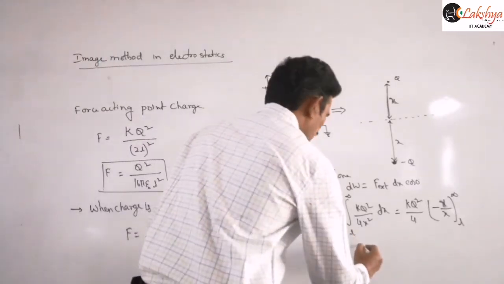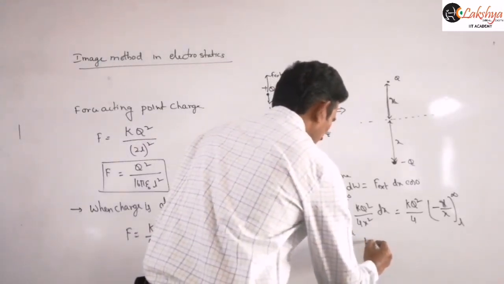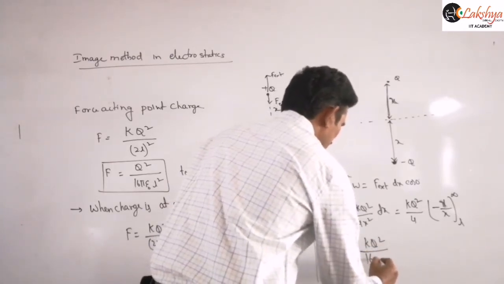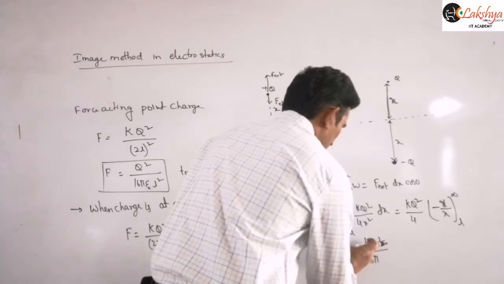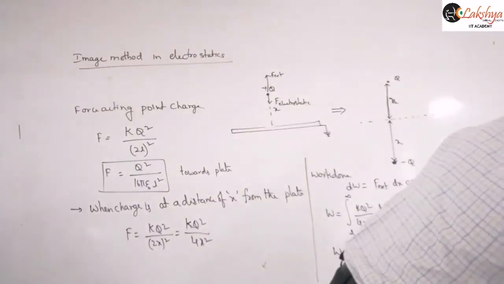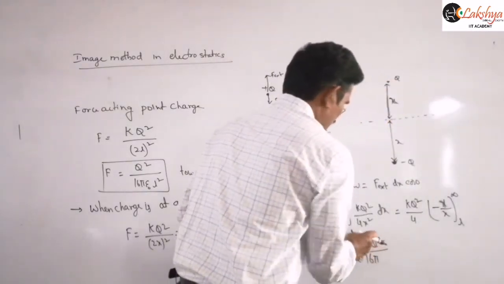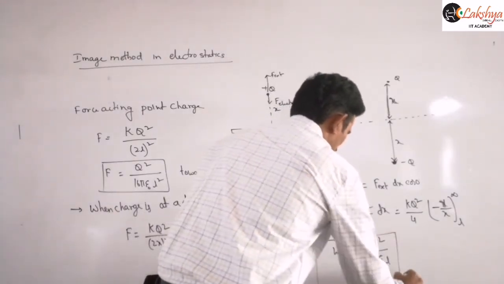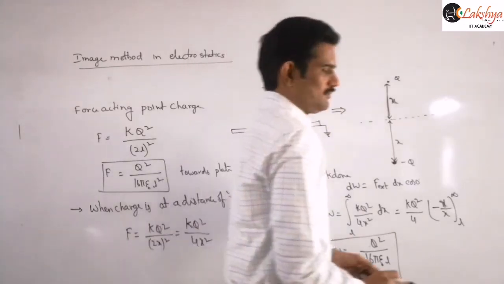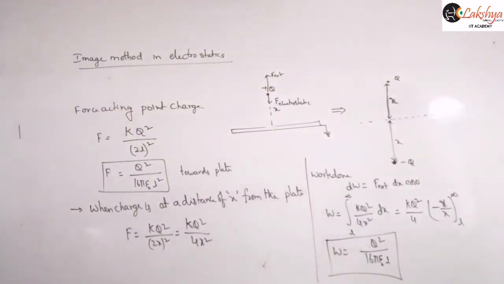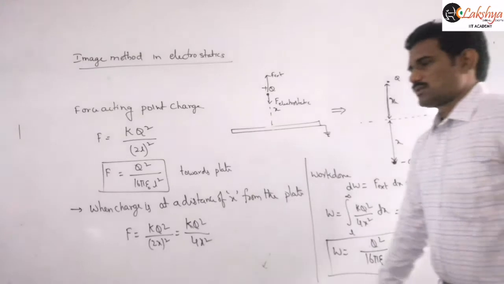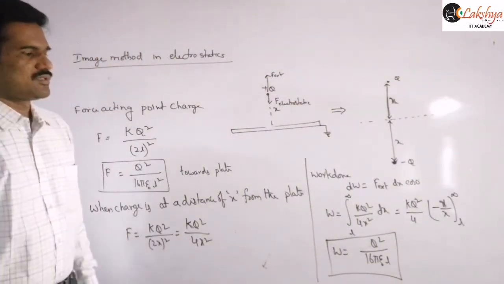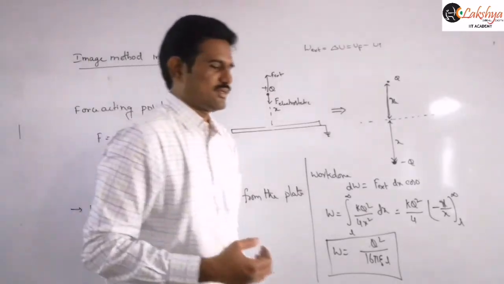And so its value will be kq square by 4L. Substituting the k value, it will be q square by 16 pi epsilon naught into L, right? So that will be the work done here, the work done in displacing the charge slowly from L to infinity.